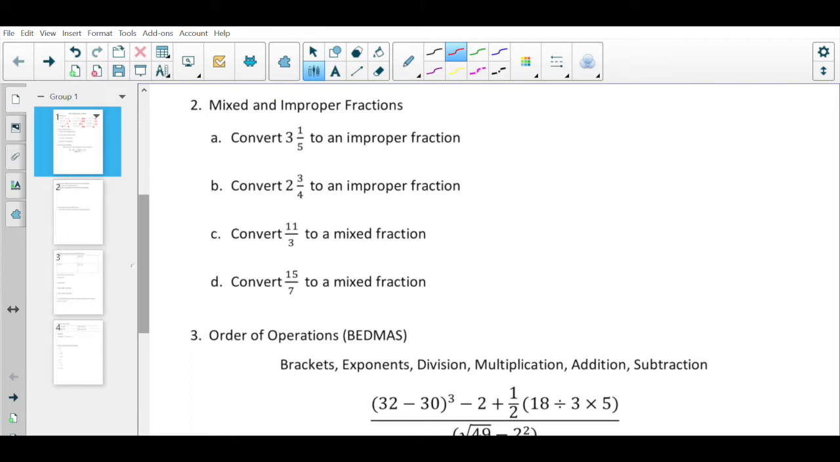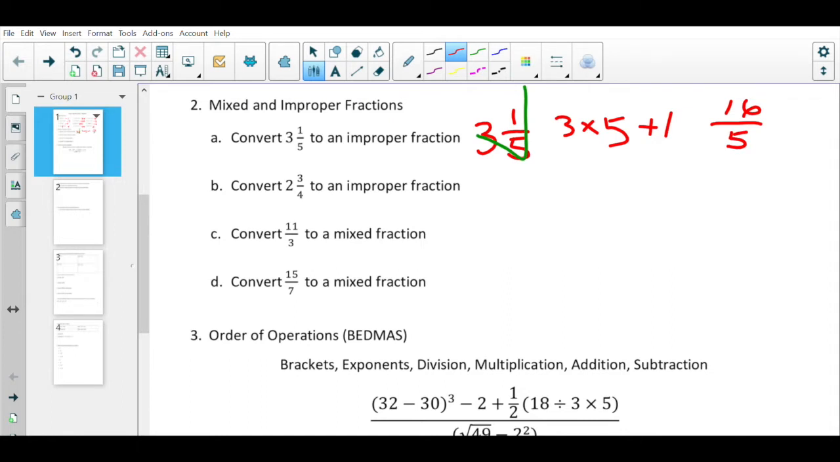Mixed and improper fractions. Convert 3 1/5 to an improper fraction. I like to think of this little trick as an upside down 7. So what that means is 3 times 5 plus 1, and that is your numerator. So that's 3 times 5 is 15 plus 1 is 16. And the denominator is the same. So 16/5.